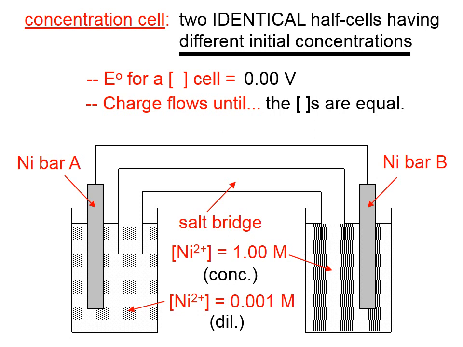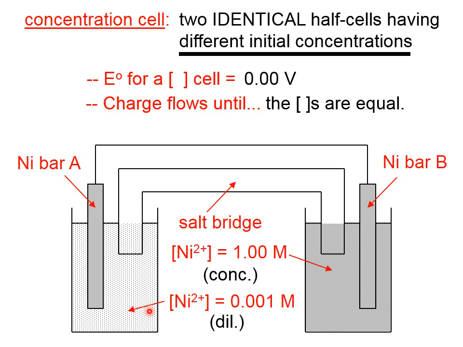And I've tried to show that by shading the one on the right a little more darkly than the one on the left. What's going to happen is we're going to get some charge that's flowing through this system until the concentrations are equal. Which way would charge flow? Which bar would be the anode? Which would be the cathode? And here's how we do that.